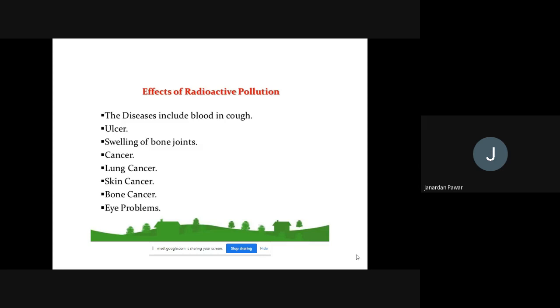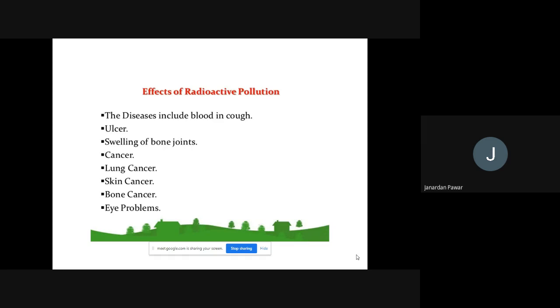So there are certain effects of radioactive pollution, and these diseases include blood in cough. Basically, because of this kind of radioactive pollution, diseases related to blood and cough are expected. And ulcer is another disease that we get. Because of radioactive pollution we get diseases only, which are not good, because these radiations are not good for health. There may be a possibility of ulcer. Then there may be a possibility of swelling on bone joints, because of radioactive pollution.